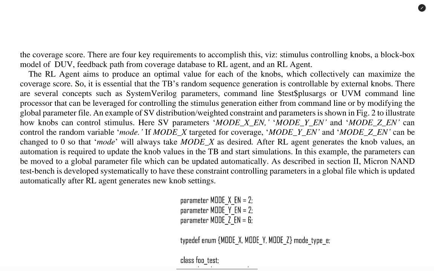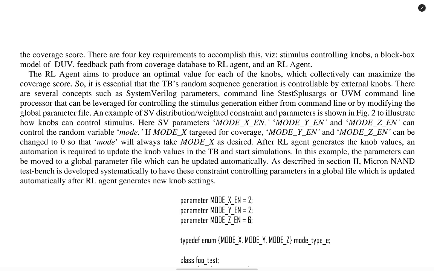An example of an SV distribution weighted constraint and parameters is shown in Figure 2 to illustrate how knobs control stimulus. Here, SV parameters both_X_EN, both_Y_EN, and both_Z_EN can control the random variable's mode. If mode X is targeted for coverage, both_Y_EN and both_Z_EN can be changed to 0 so that the mode will always take both_X as desired.